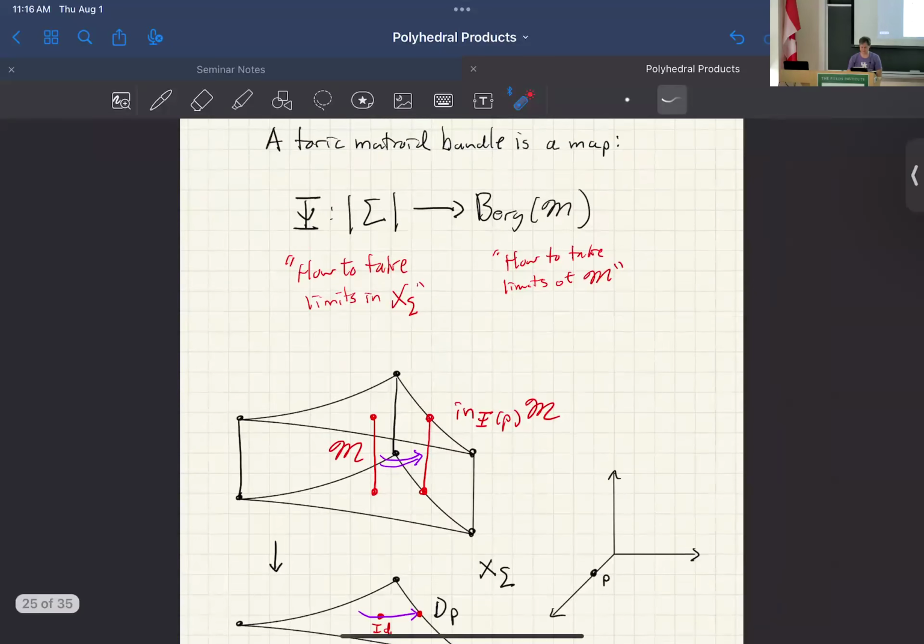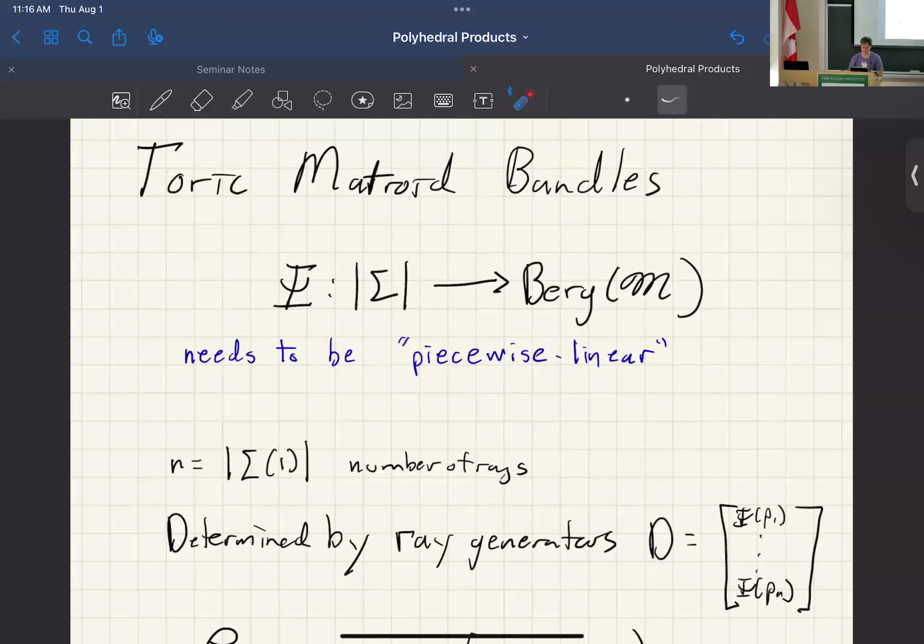Of course, this needs to happen in a continuous way, so this isn't just any old map, it has to be a special type of map. I'm going to avoid saying all of the properties it needs to have, but we can just call it piecewise linear. That's a legit thing to call it. So it's a piecewise linear map from the fan to the Bergman fan. And if you're familiar with the divisor theory on a toric variety, you know that a Cartier divisor, which corresponds to a toric line bundle, is a piecewise linear map from the fan to the real line. So if you replace the real line with the Bergman fan, you turn line bundle into matroid bundle. What does ample have to do?